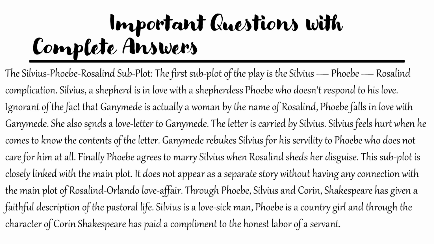In some parts the outlines are already made. For example, the outline is made here, the Silvius-Phoebe-Rosalind subplot, so you don't need to make another outline. If the outline is made, you don't need to make another outline. If the outline is not made, you need to write an outline for the question.